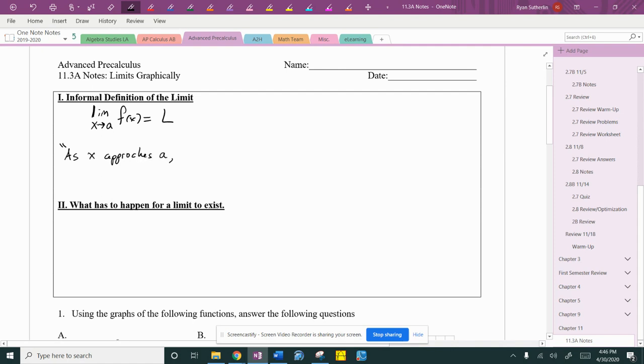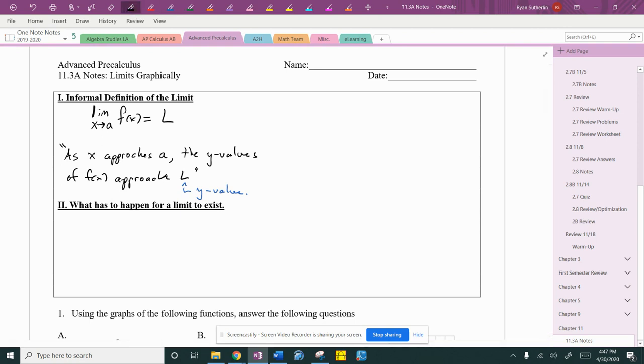so as my x values get closer and closer, whatever that number is, the y values of the function approach L. So L is a y value. Now, it could reach that y value, it could be defined there, it could not be there, and we'll see some different interpretations of that in a moment.